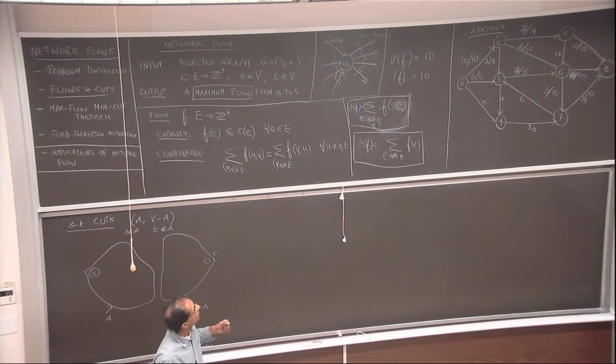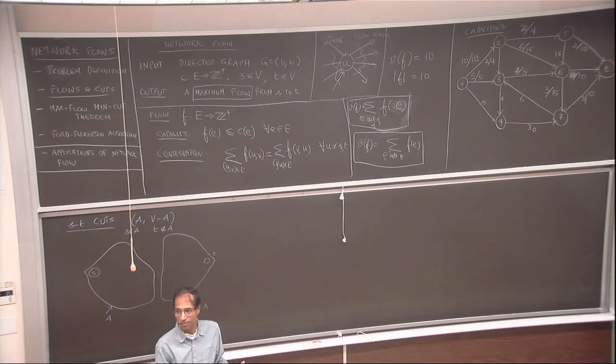S on one side, everything else on the other. Or S with 2 and 3 on one side, and T, 4, 5, 6, 7 on the other side. Okay. What about the following? S and 6 on one side, and T, 2, 3, 4, 5 and 7 on the other side. Is that a valid cut?